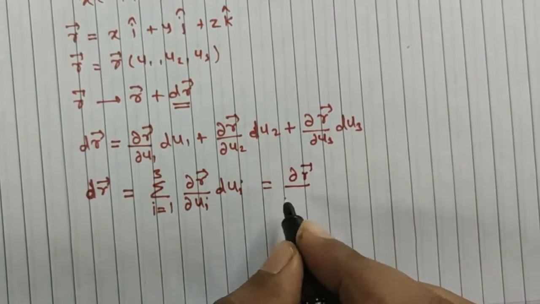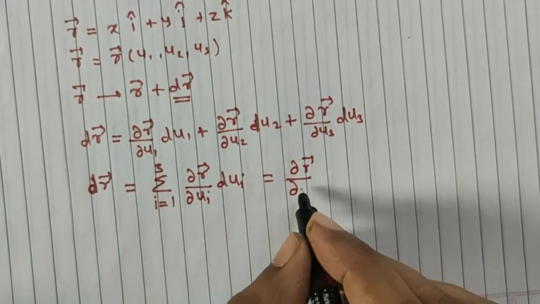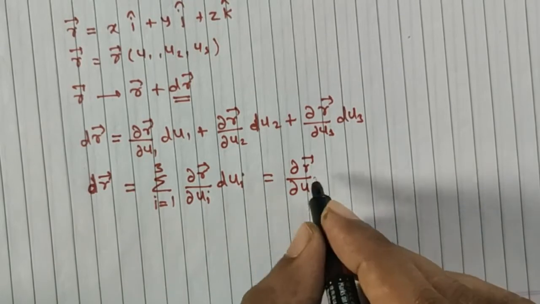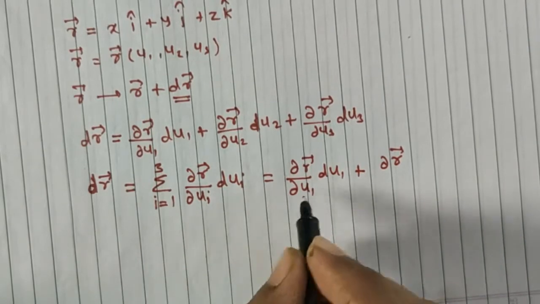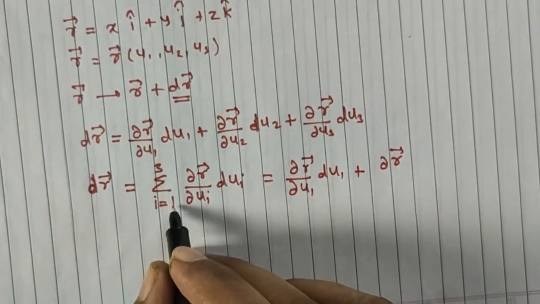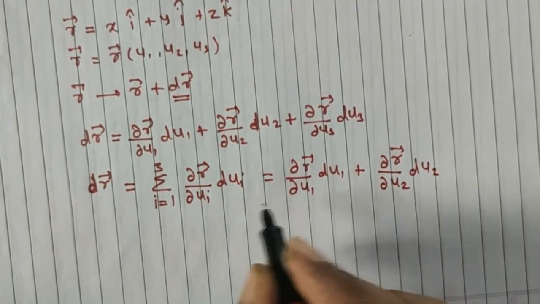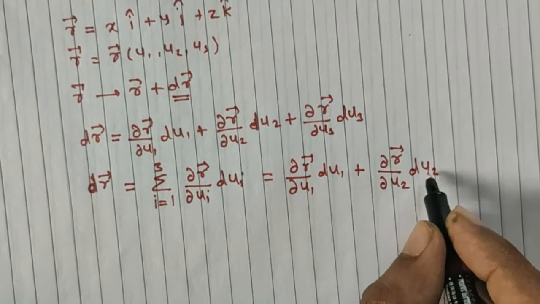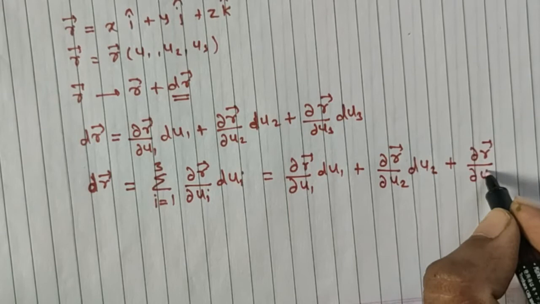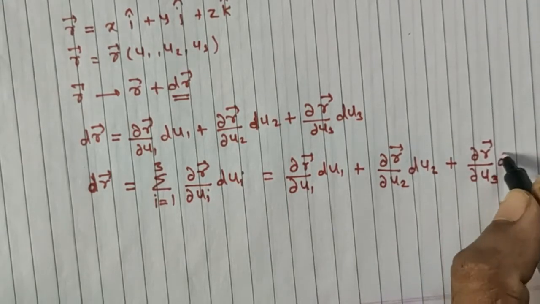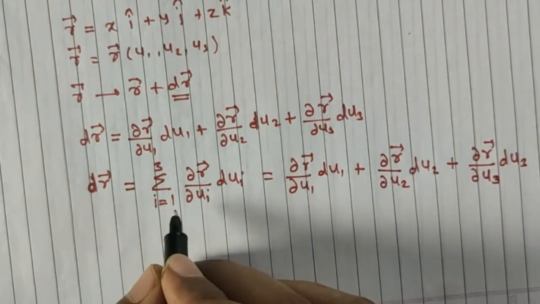First I will take the value 1, so that will be del r bar by del u1 du1, plus del r bar by del u2 du2, since I took 1 here and now I should take the value 2. Now i is 3, so del r bar by del u3 du3. So you can see I am getting a similar equation, so I can write it in terms of summation.